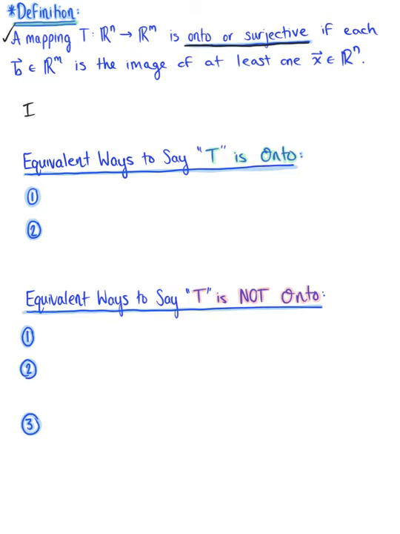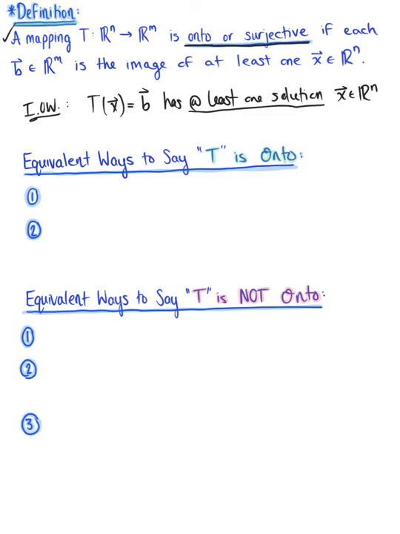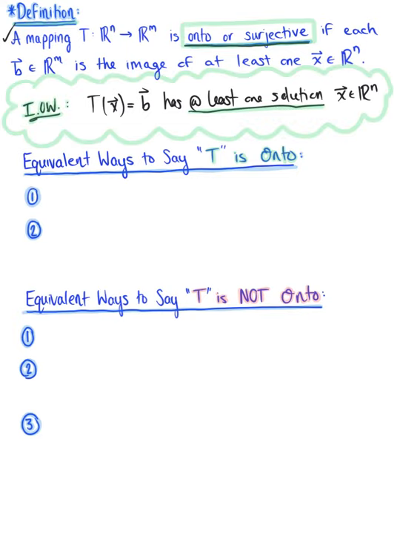So in other words, what is this saying? Well, in other words, the equation defined as the image of vector x under the action of T equals vector B has at least one solution. And at least one solution meaning vector x in Rn. So if this equation has at least one solution, we know the mapping is onto.